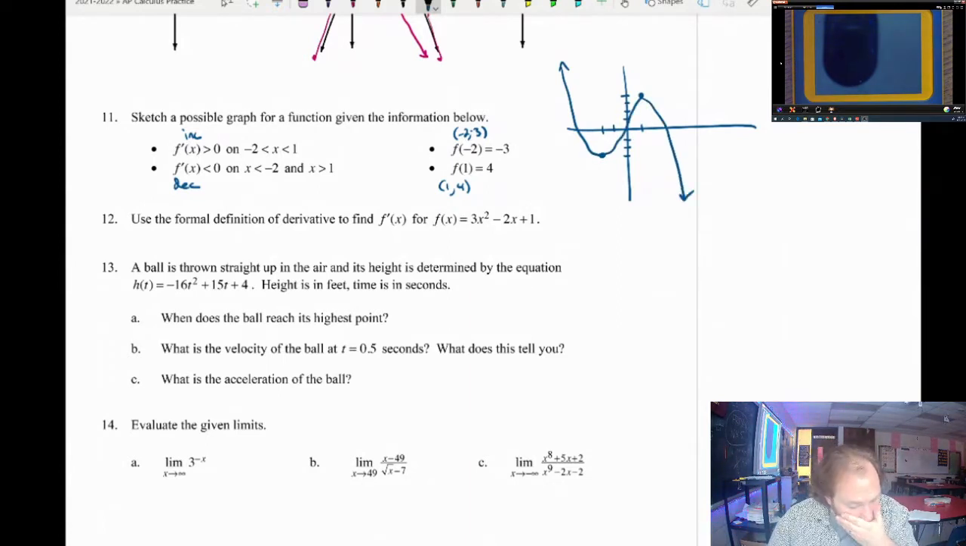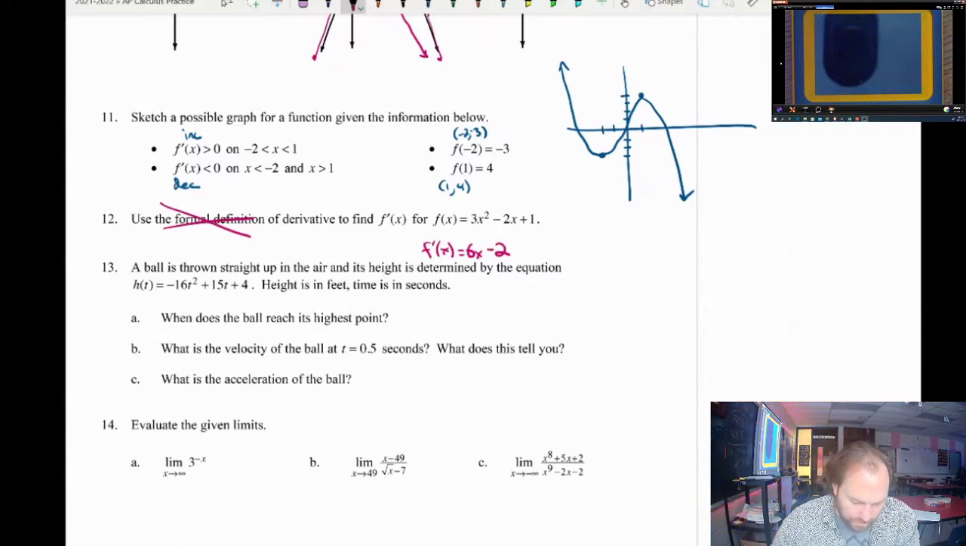Pretty fine. Use the formal definition of a derivative to find f prime. Don't do that. Why would you do that? Don't do that. Use the power rule. 6x minus 2. Unnecessary. 13. A ball is thrown straight up into the air and its height is determined by the equation h of t.